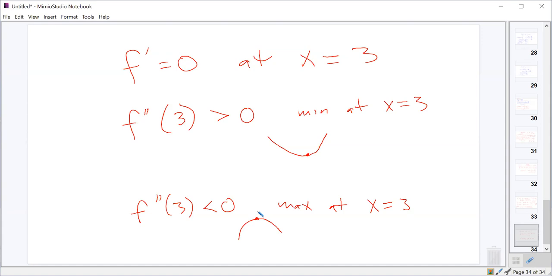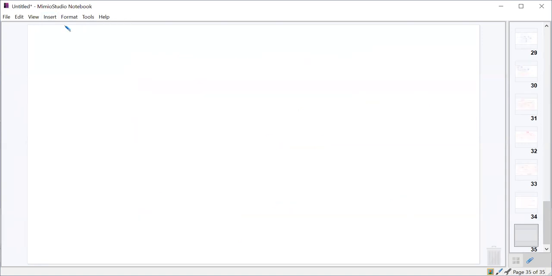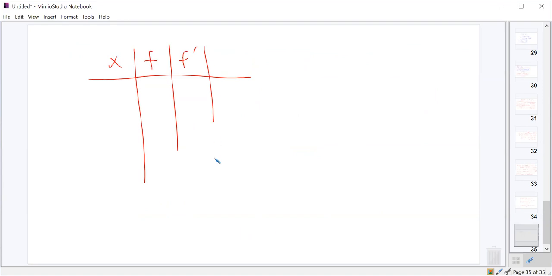And this is not always necessary because oftentimes you will just be able to see it on a sign chart with the first derivative. But every once in a while, they will make a chart of values and ask you if there's a max or a min at some value. So they might do something like this. And I'm going to ask you 2 different questions about this.